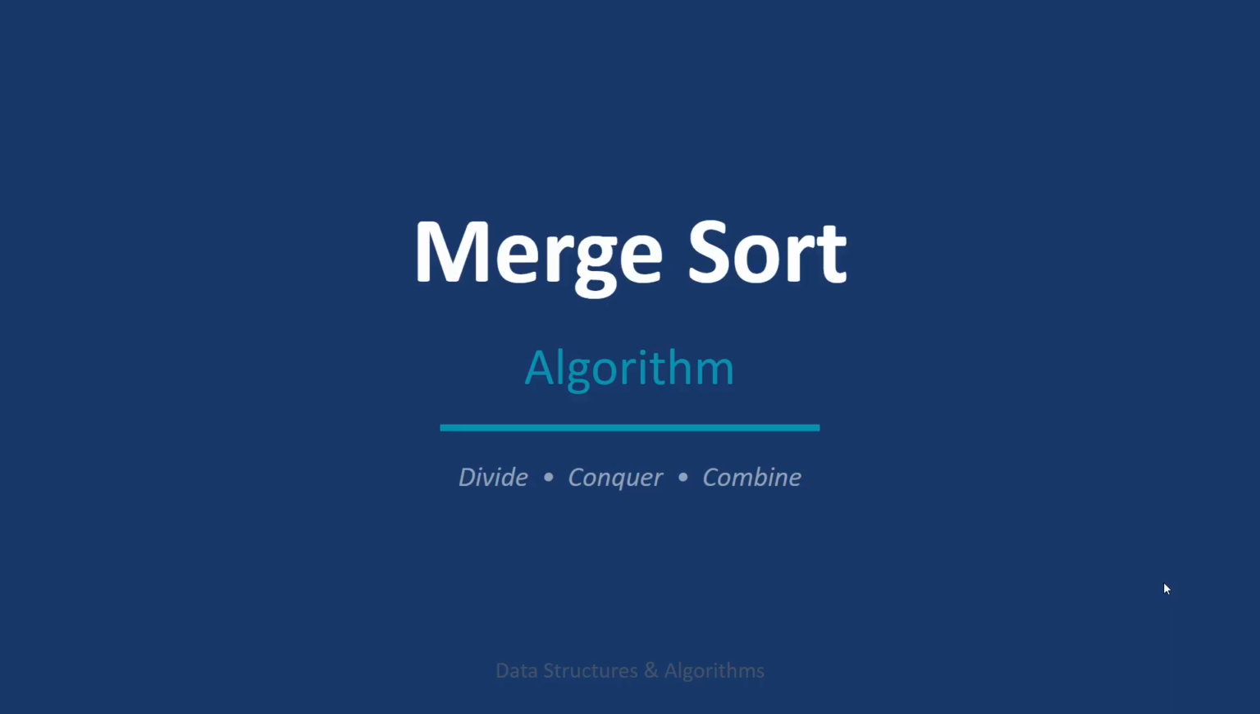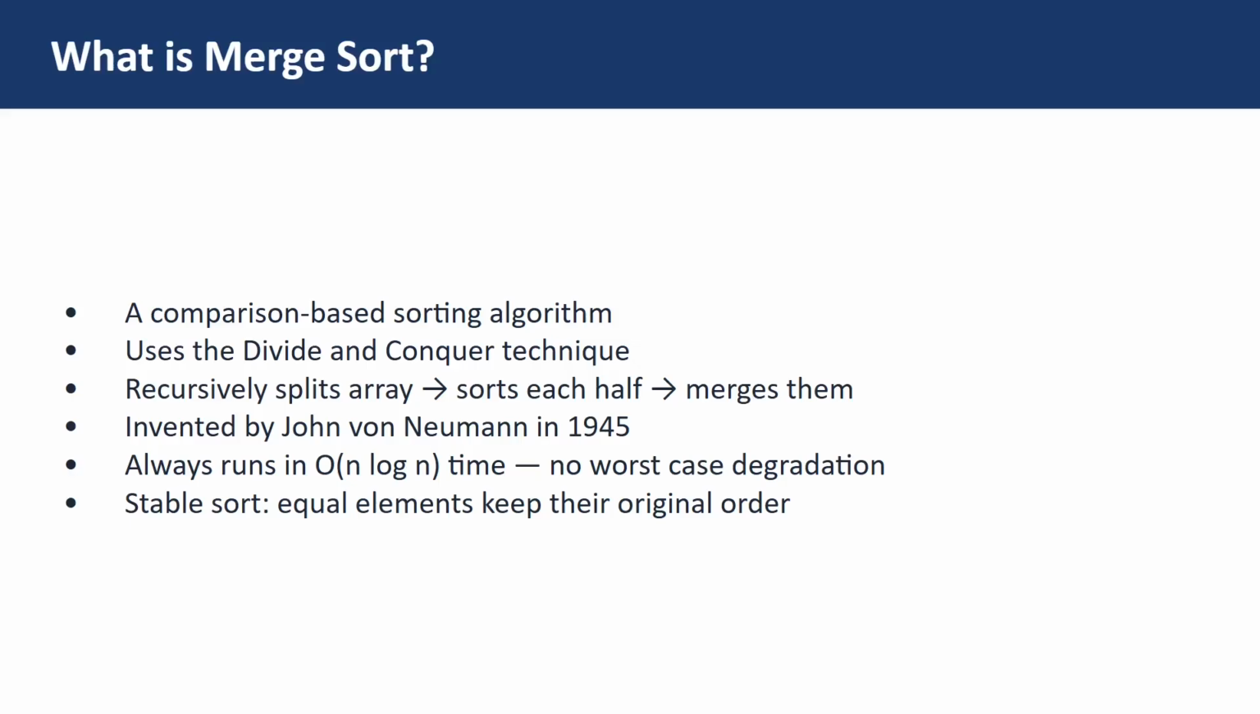I am Adityan K. Today we are going to look at one of the most important sorting algorithms in computer science, merge sort. So what is merge sort? Simply, it's a sorting algorithm that follows something called the divide and conquer technique. The idea is instead of trying to sort a big array all at once, we break it down into smaller pieces, sort those pieces, and then put them back together.